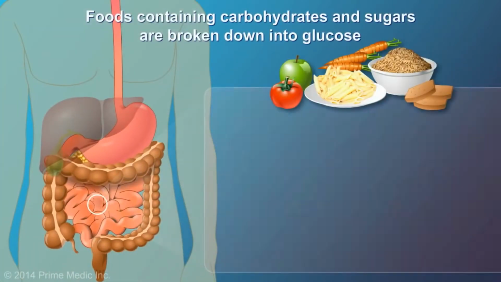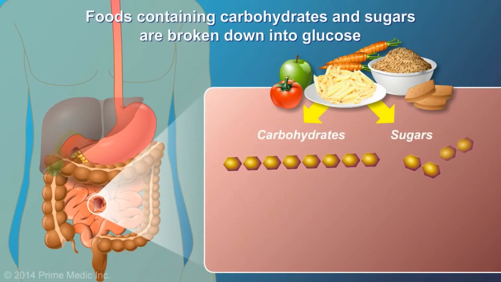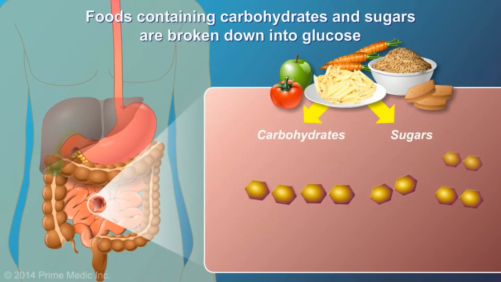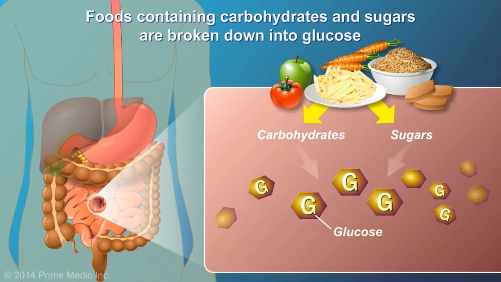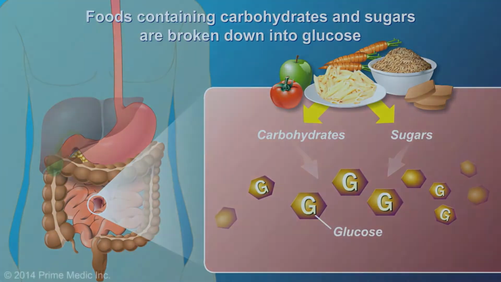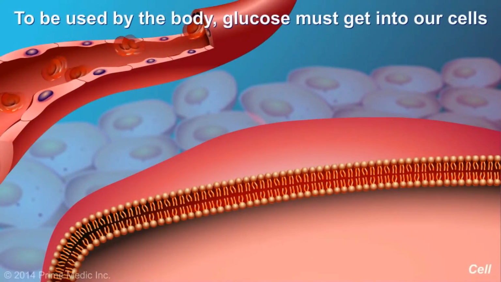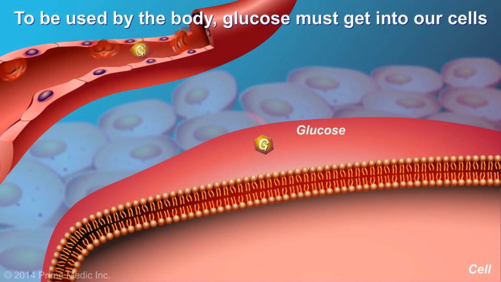Foods containing carbohydrates or various sugars are broken down into glucose. Glucose is an important source of fuel for many organs in our body. However, to be able to use the glucose for fuel, the glucose molecule must first enter into the cell.